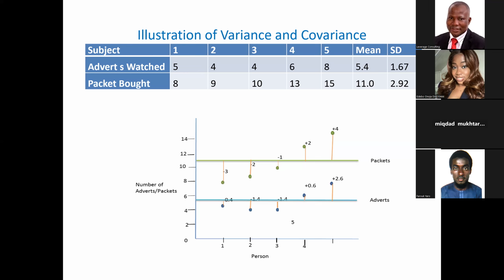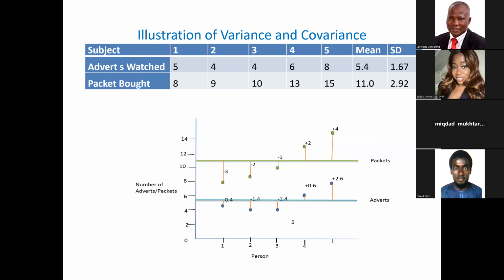So if you arrange the values in ascending order, some values will be less than the mean, while some will be higher than the mean. Though I didn't calculate the difference, it's implied. Look at the number 1 person. The number of adverts watched is 5, and the mean is 5.4. So the mean is just above that value by 0.4. That's why that value is below the mean.